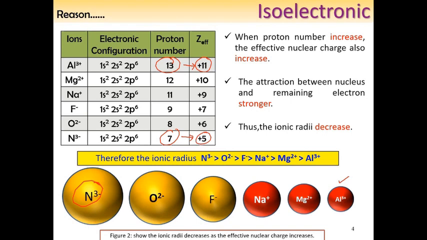If you look at some elements arranged, you first have to figure out how many protons they have and how many electrons they have. If they have the same number of electrons, it is isoelectronic species, and the smallest ion will be the one with the most protons and the highest effective nuclear charge.